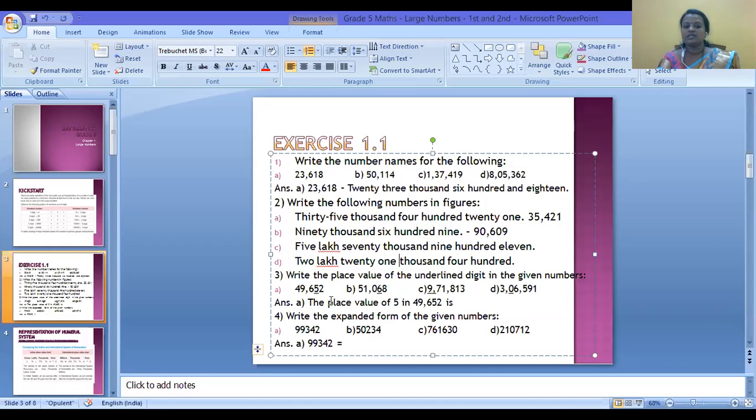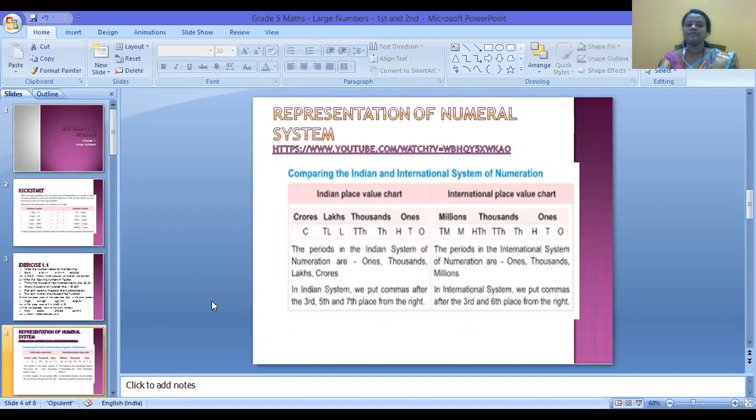Moving ahead, we have the place value of the underlined digit to be recognized. That is 49,652, where you see 5 is the underlined digit. So the place value of 5 in 49,652 is 50. Let's write the expanded form of the following given numbers. So that results to be 90,000 plus 9,000 plus 300 plus 40 plus 2. So very simple for representing the same. So I request you to solve questions B, C, D as drill sums.